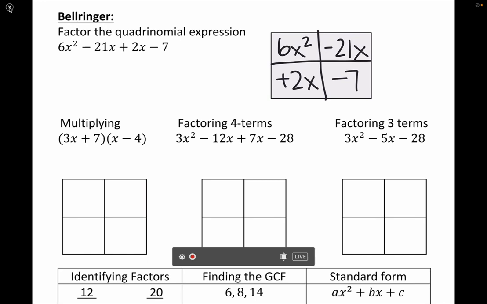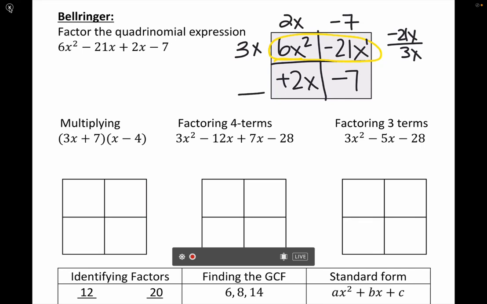GCF. So the GCF between 6 and 21 is going to be 3. And then we talked about letters can also be a GCF, so x squared and x, so they have an x in common. And then we talked about dividing, so 6x squared divided by 3x is in fact 2x, and negative 21x divided by 3x is just a negative 7.